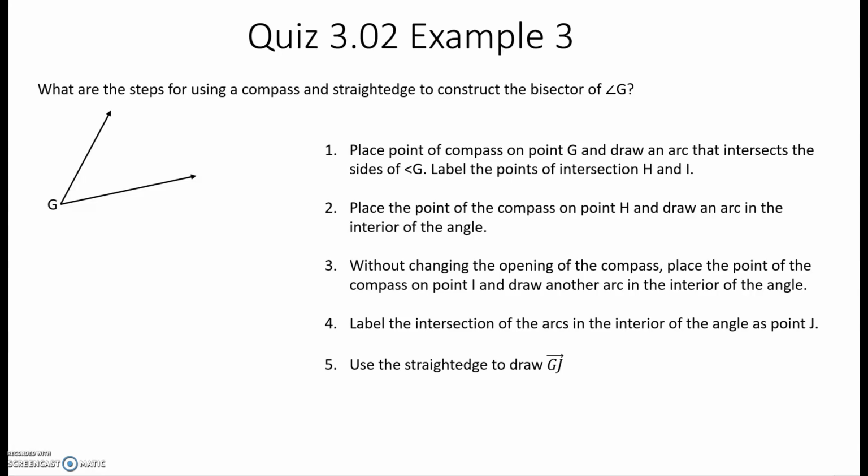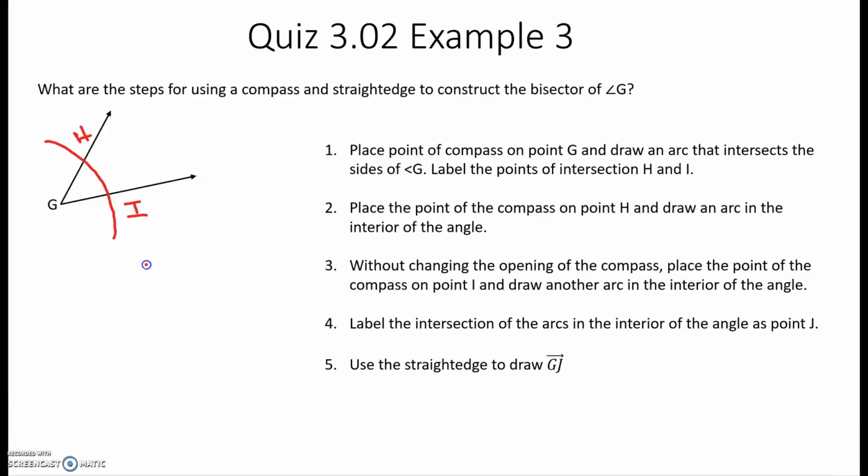Alright, 302, example 3. What are the steps for using a compass and straight edge to construct the bisector of angle G? So number 1, you place the point of the compass and draw an arc that intersects both sides of angle G. Label the points H and I. So I'm going to draw a little, show you what it looks like. So something like that, H and I.